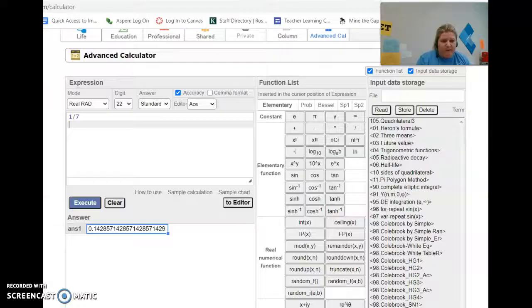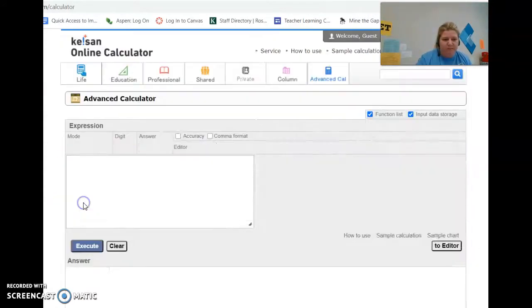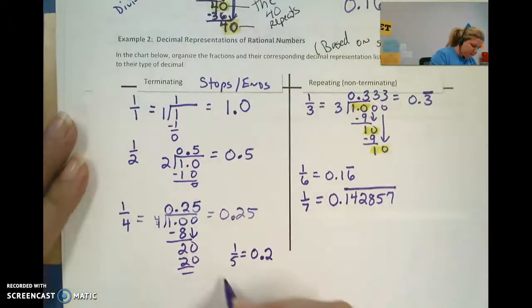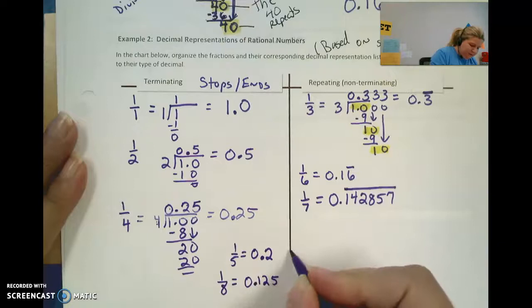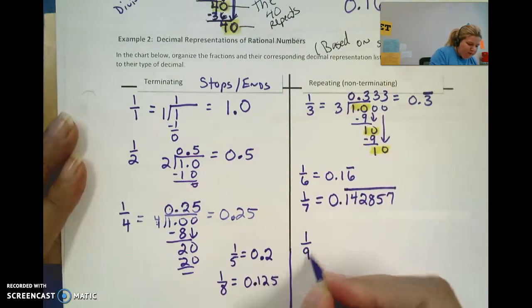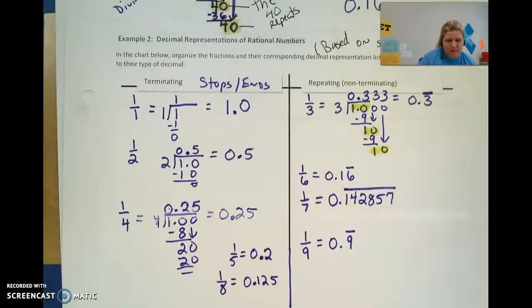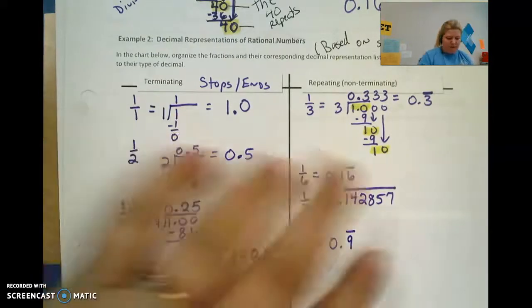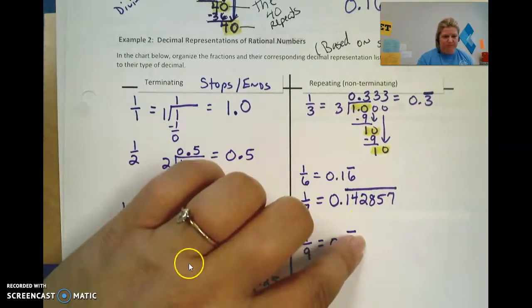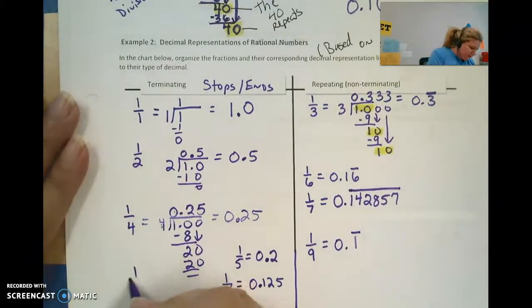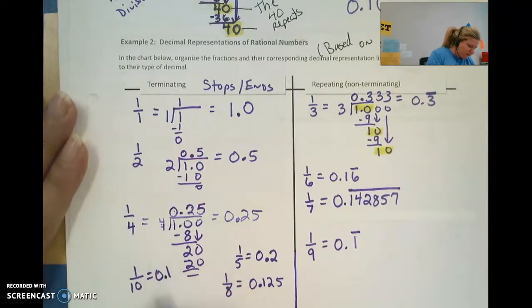Now we're going to do 1/8 on this calculator as well. Okay, and that's 0.125. So 1/8 is 0.125, and that did stop or terminate. And then 1/9, that's 0.1 repeating. So not 0.9, 0.1 repeating. 1/10 we can do is 0.1, and that one terminates.